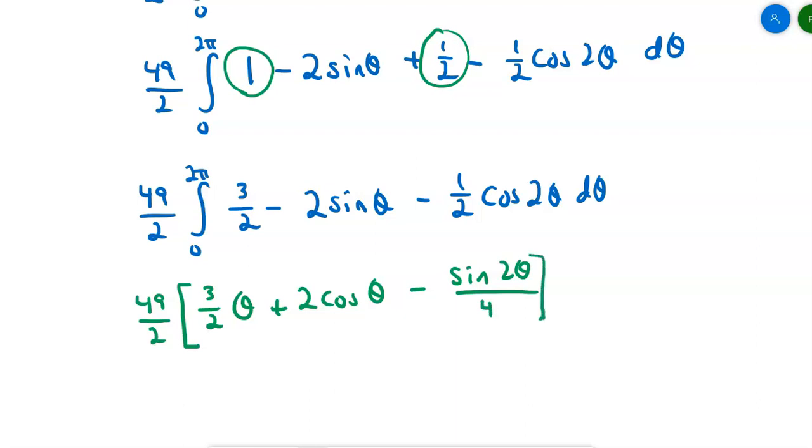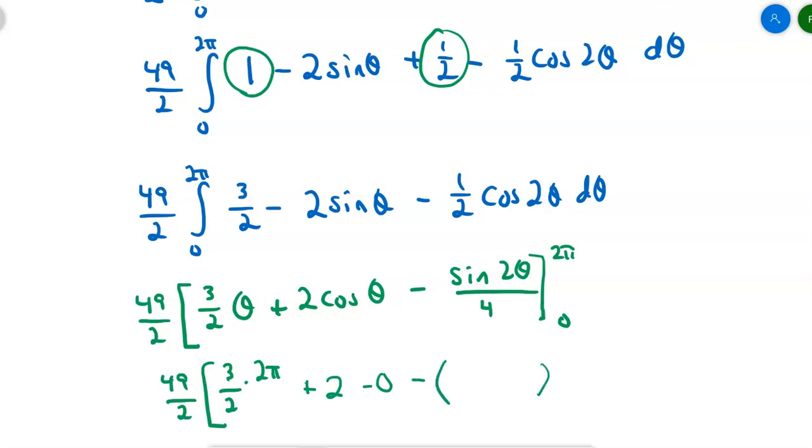Okay. We're going to evaluate this at 2 pi and at 0. So this gives me 49 halves. I put a 2 pi in for theta, and I get 3 halves times 2 pi. I put a 2 pi in for cosine, and so the cosine of 2 pi is just 1. 2 times 1 is 2. Sine of 2 pi is 0. Now from that, I have to subtract everything evaluated at 0, which is what? 3 halves times 0 is 0. 2 times the cosine of 0 is 2.